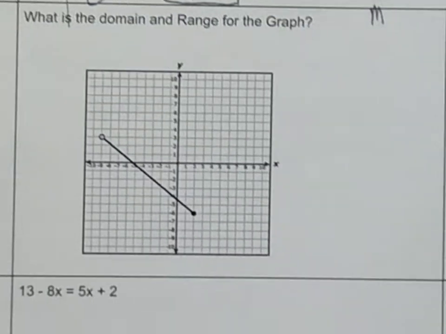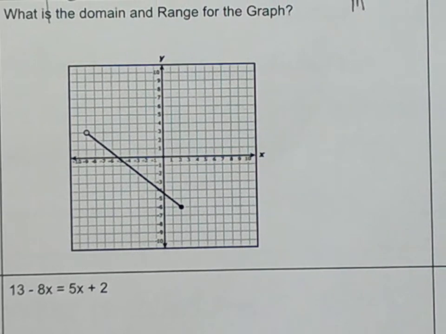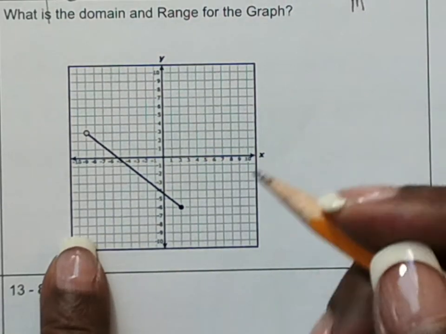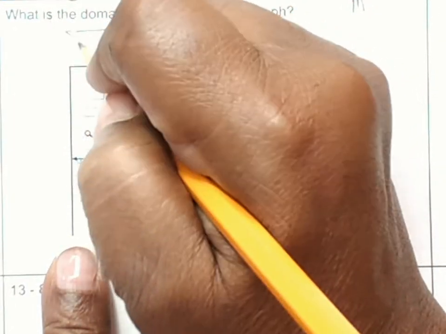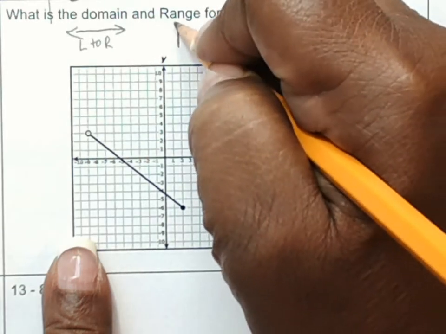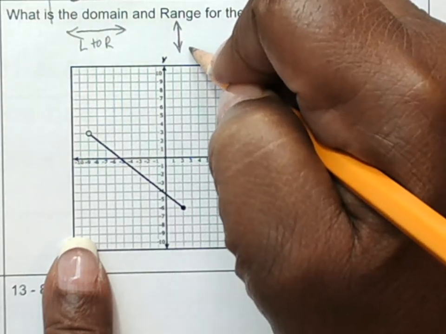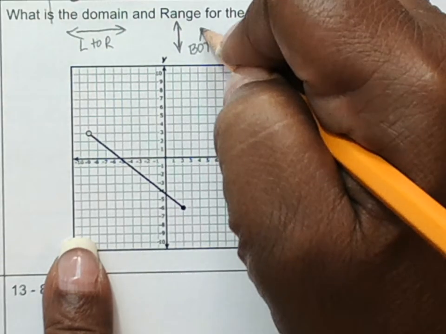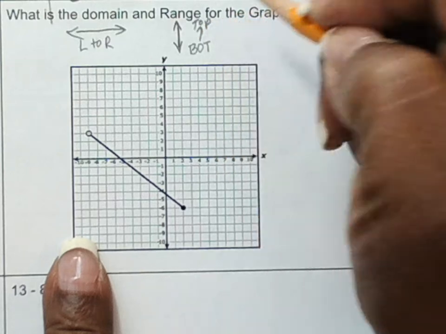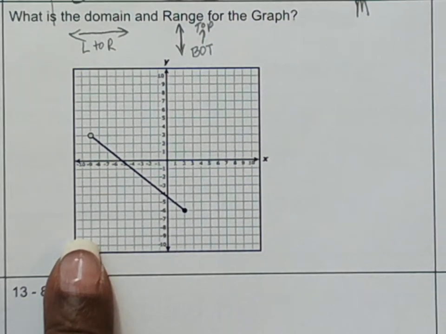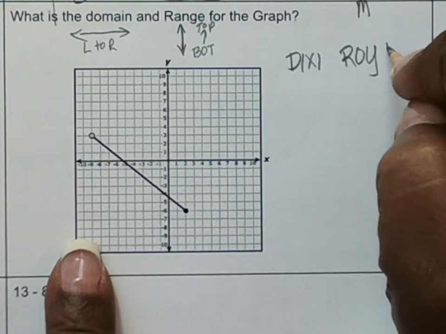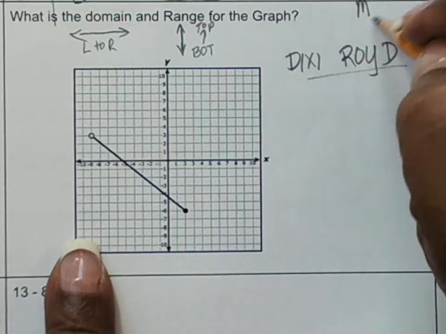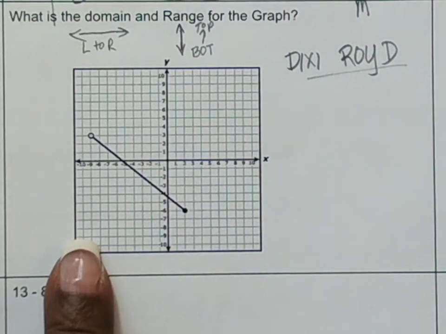Now let's take a look at the second problem, the domain and range of this graph. Now the thing I want you to remember is that domain is horizontal. It goes from left to right. And range is vertical. It goes from bottom to top. All right, now that I know that, and I remember Dixieroid, if you don't, memorize this. Also, memorize DC ma'am and what each of the letters mean.